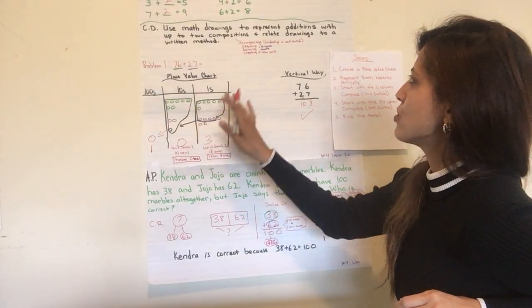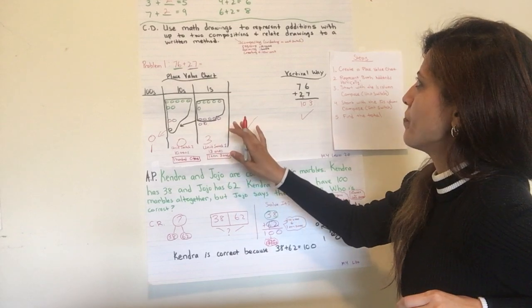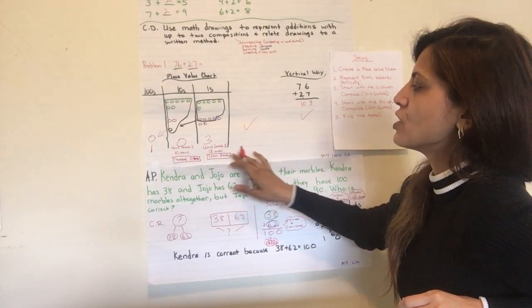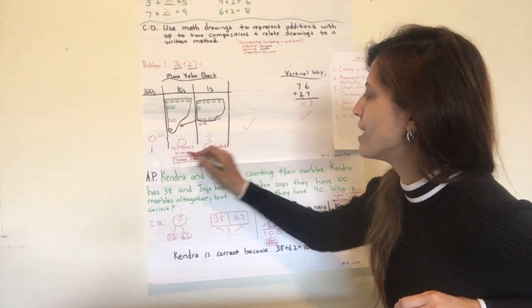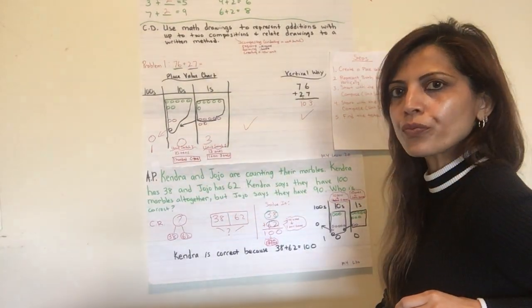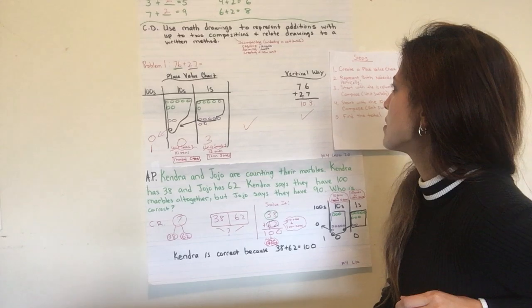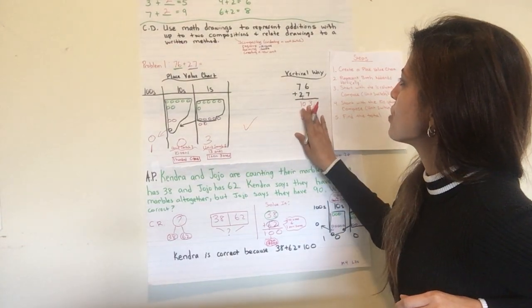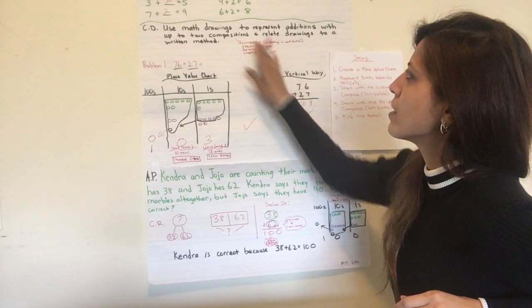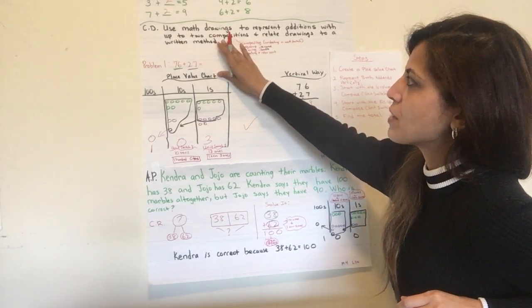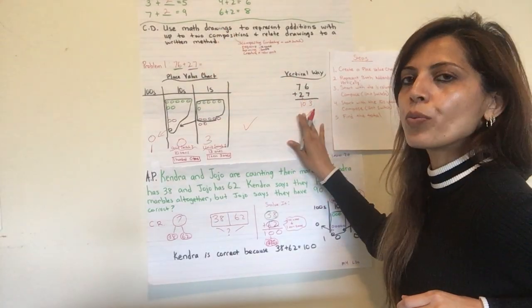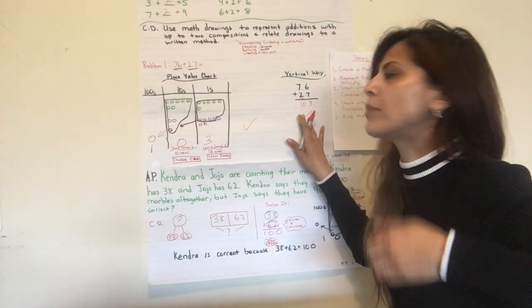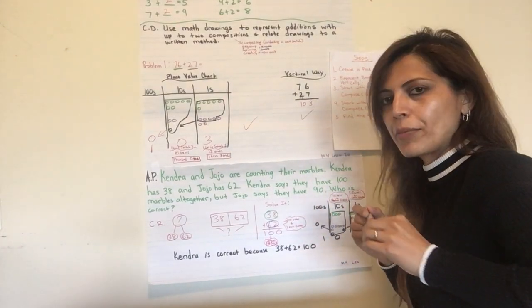We use math drawings to represent addition. We did 2 compositions, or basically 2 unit switches. There's unit switch 1, unit switch 2. You see that? Excellent. And then we found the total. And then we solved it using a written method, which is the vertical way. Do you see how our conceptual development connects with what we just did? Yes? Okay, put your thumbs up if you agree. Awesome job. Let's move on to our application problem.